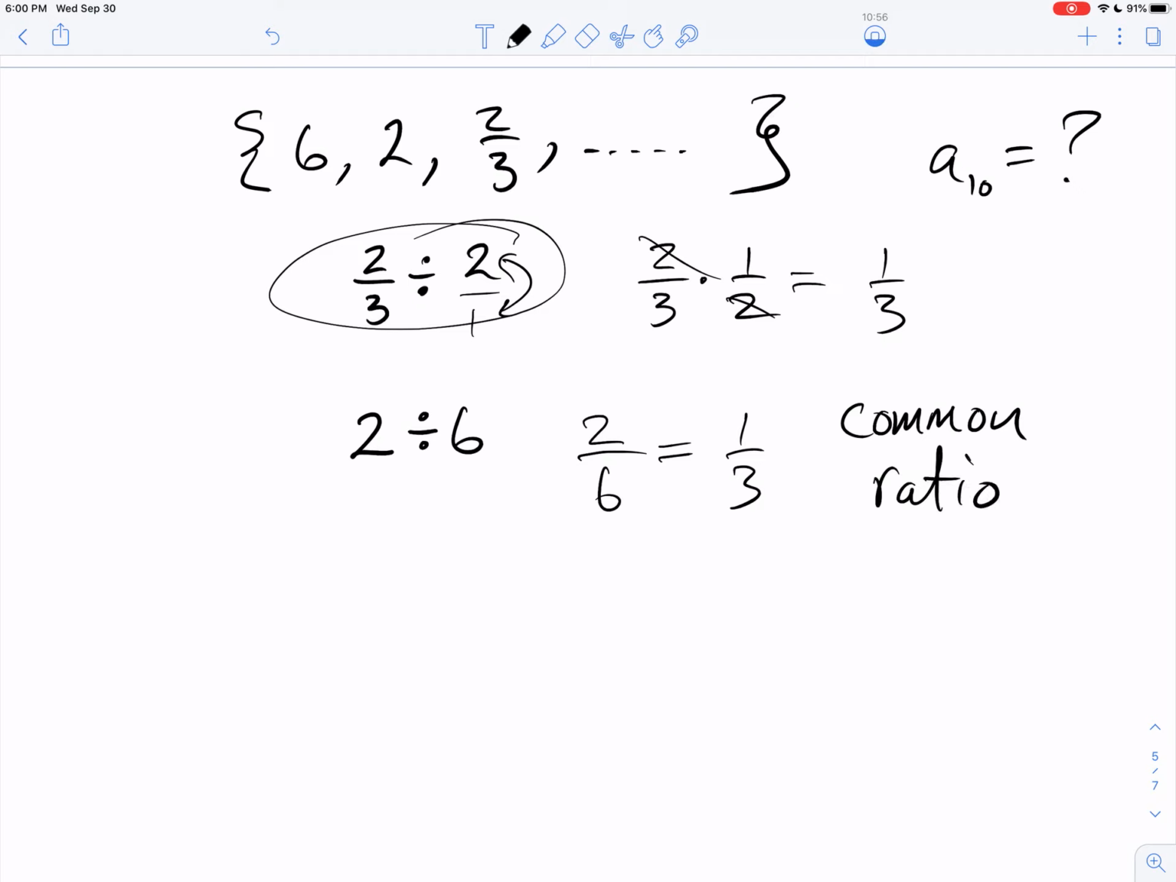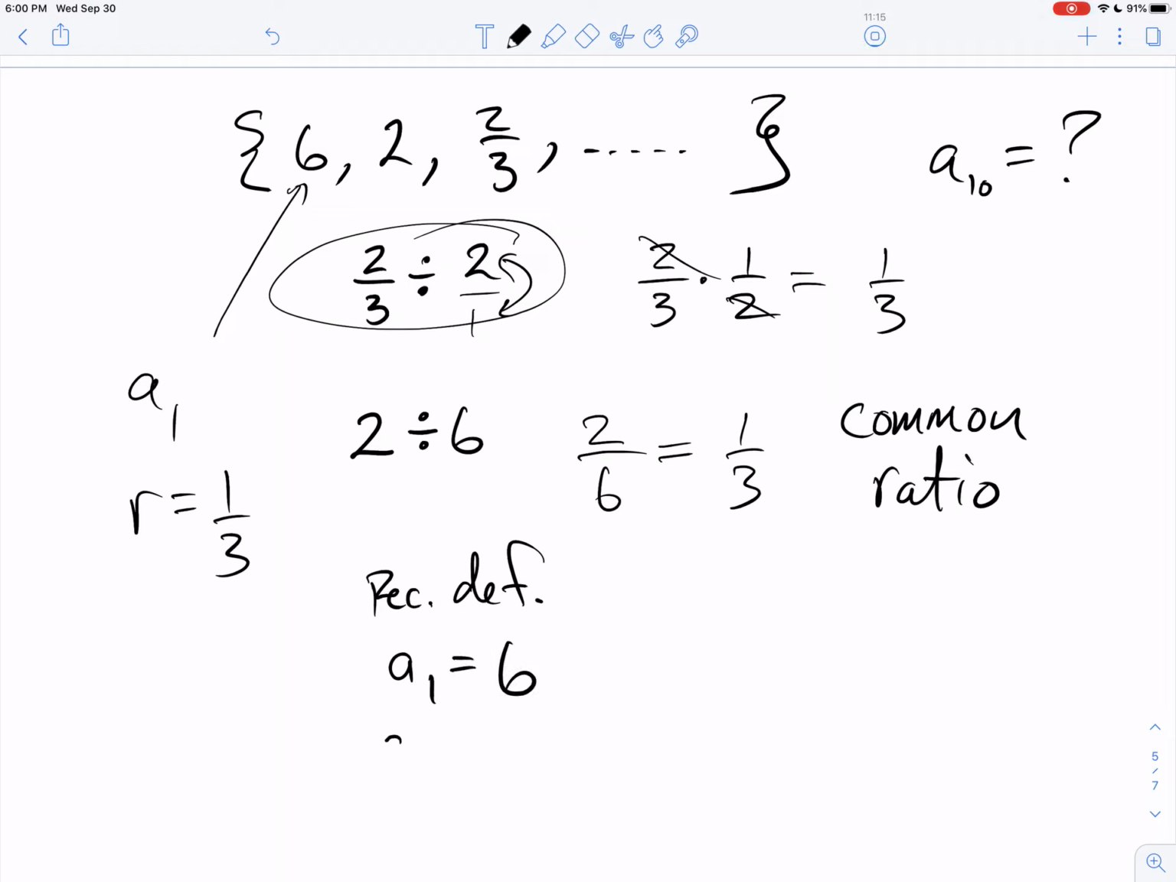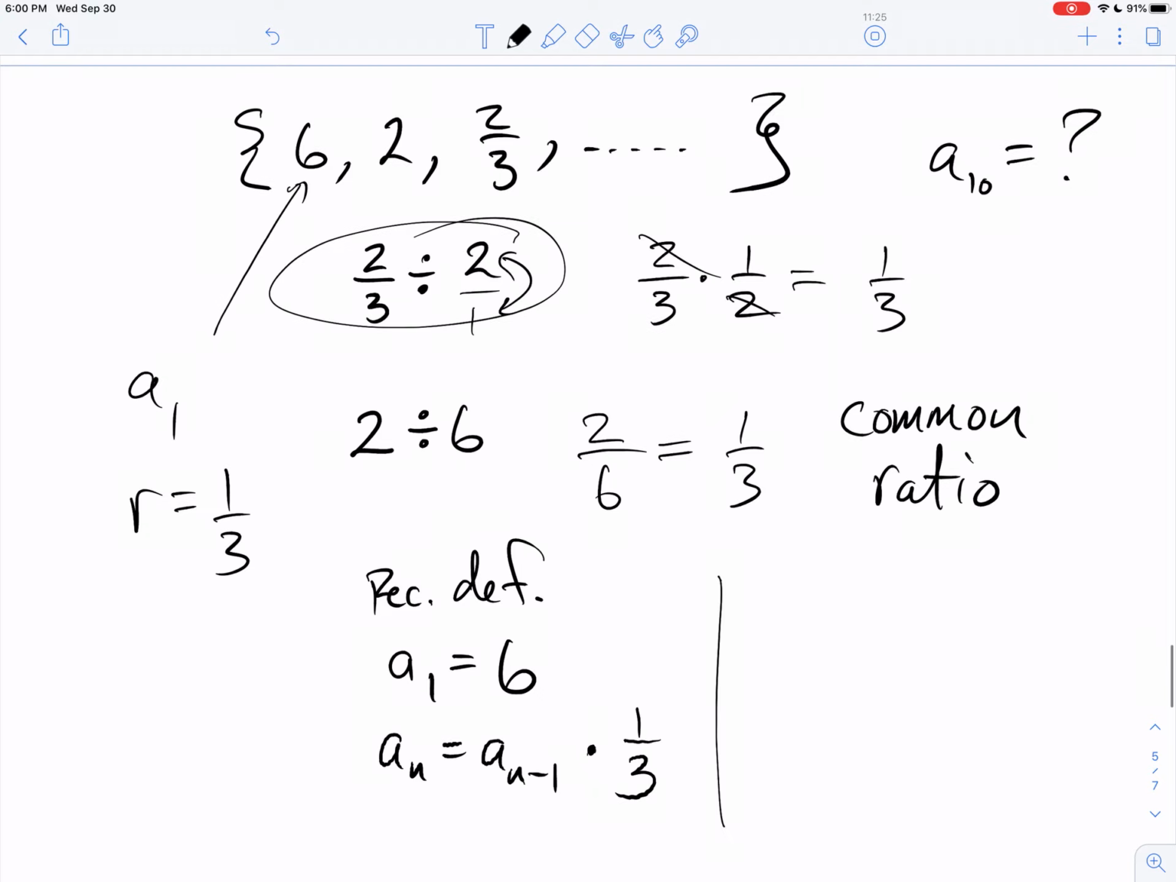r is 1/3. So I go, hey, there's a1, and r is 1/3. I could easily construct a recursive definition. How do I do it? I say a1 equals whatever they give me as the first term. a sub n equals a sub n minus 1 times r. There's my recursive definition. What about the rule?